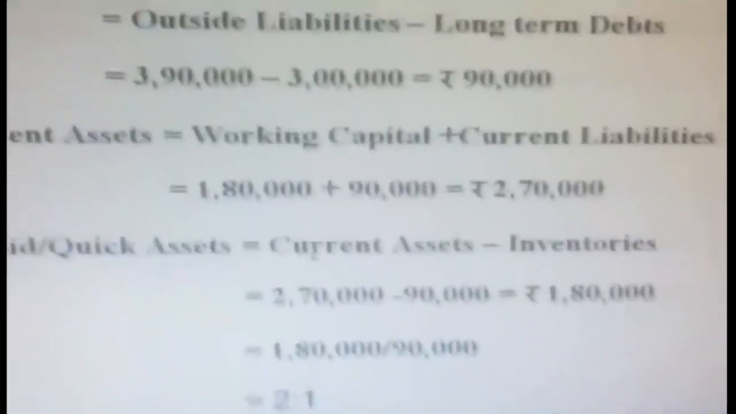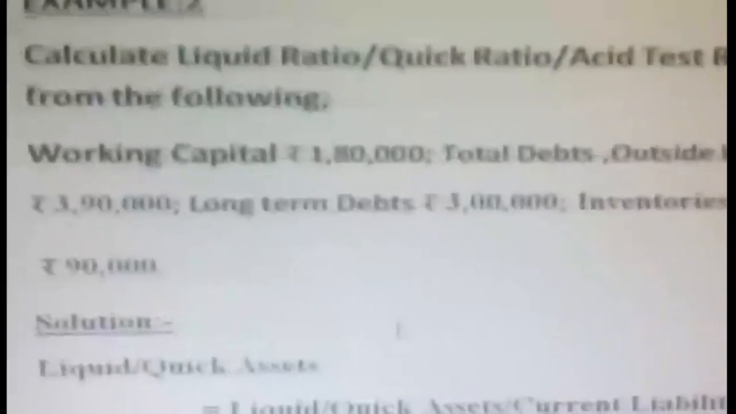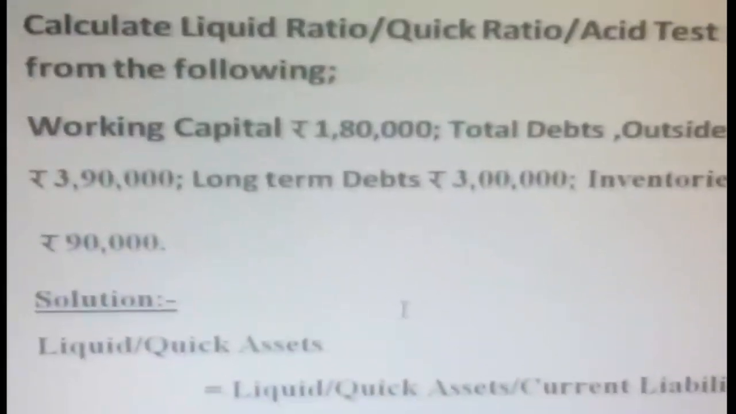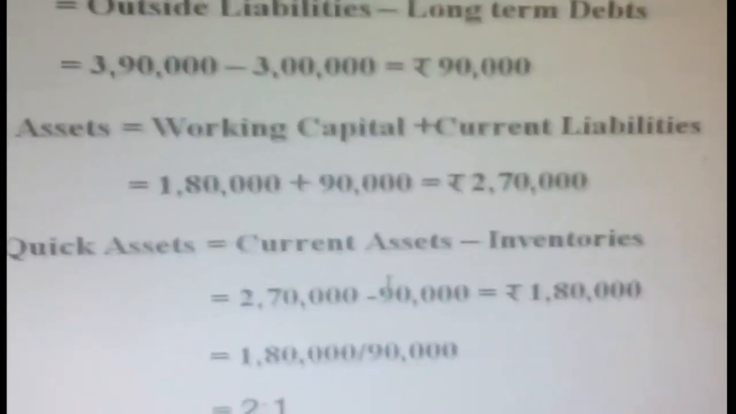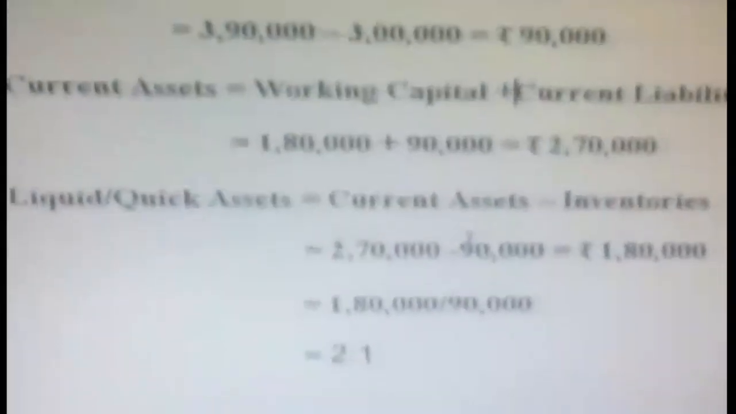Okay. So 1,80,000 working capital. As we said, now I'll see the formula from the problem they given, 1,80,000. We are going to substitute here 1,80,000 plus current liabilities 90,000. You get 2,70,000.